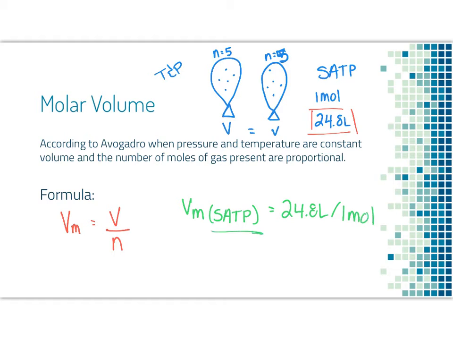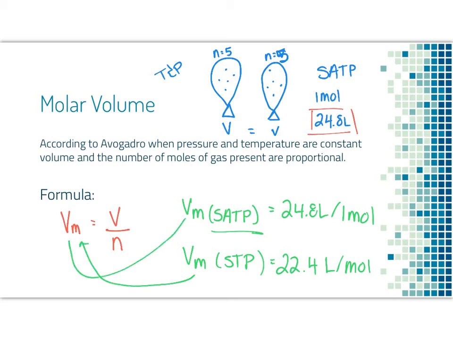Now, because we have a condition at SATP, we also have one for STP. STP is a little bit cooler. The pressure is slightly different, but the fact that it's cooler, we have a smaller molar volume. So 1 mole of gas at STP will occupy 22.4 liters. Again, these are the constants that would go into VM. And then the number of moles and the volume would be what would be changing in each scenario.